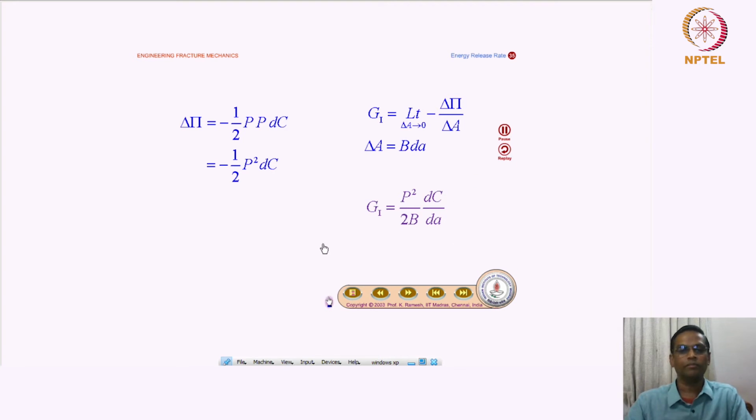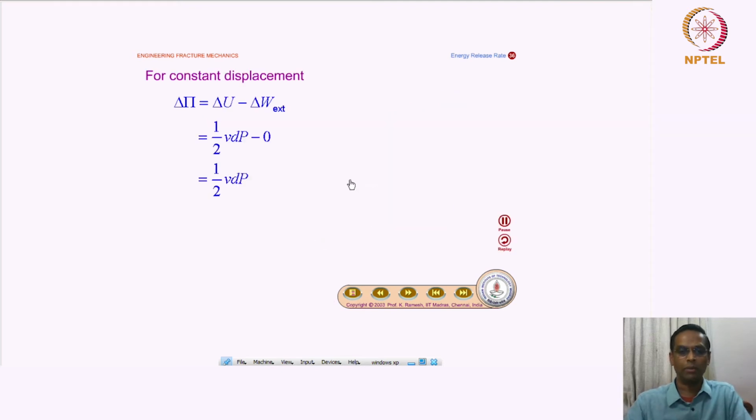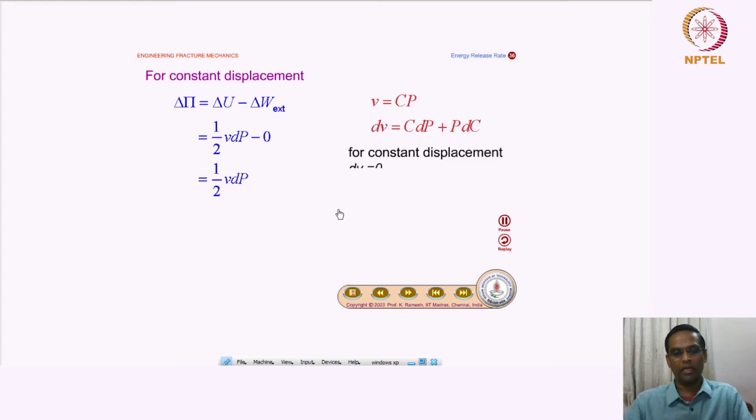For constant displacement you should also get the same expression, because we have seen that the energy available for the crack extension is the same. So you get this expression again by a very simple substitution. Here it is dV, there it was dP. For a constant displacement, dV is equal to 0, so this becomes 0, and you get an interdependent relation.